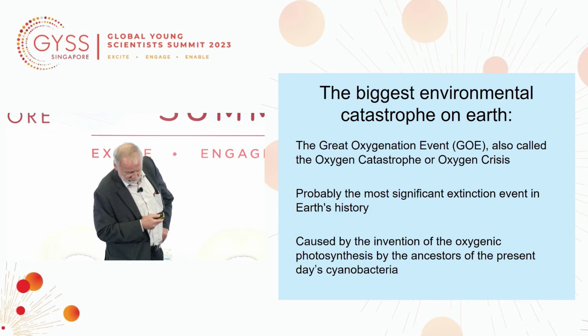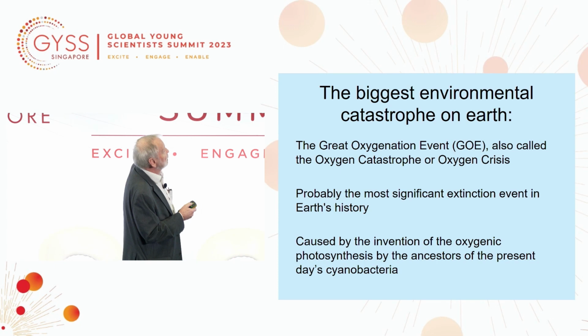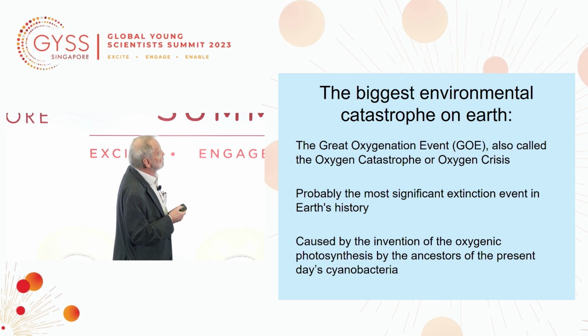We talk about the great oxygenation event, also called the oxygen catastrophe or the oxygen crisis. It was the most significant extinction event in Earth's history. And it was caused by the invention of oxygenic photosynthesis by the ancestors of today's cyanobacteria.